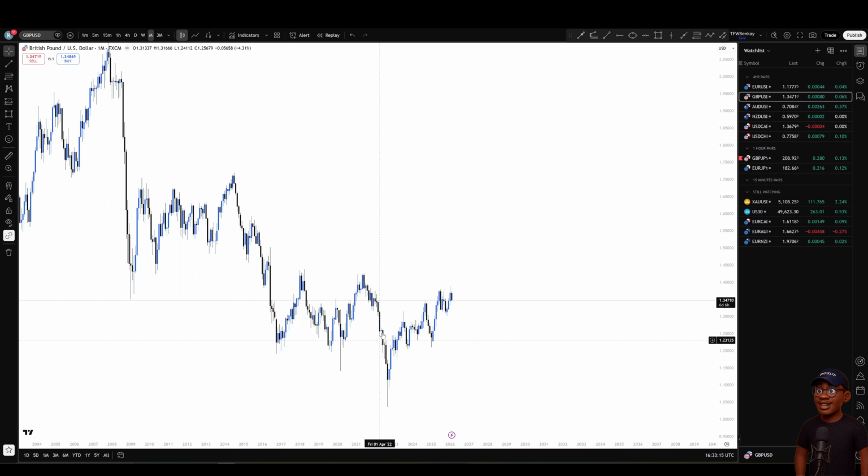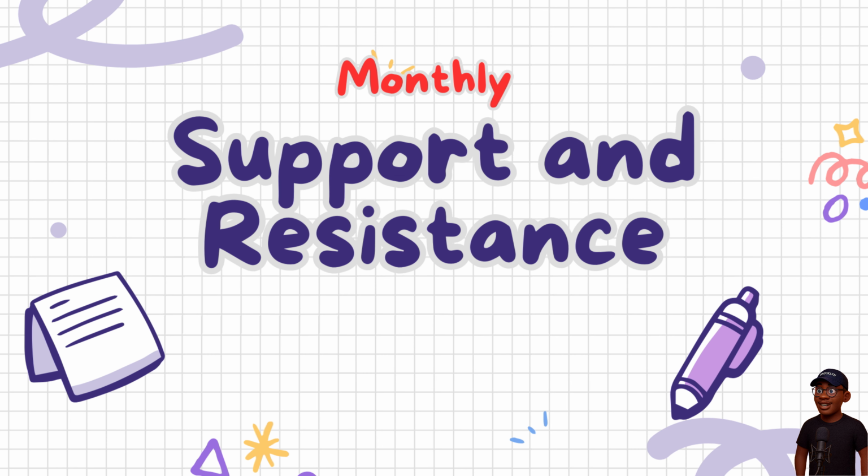So right now that we have the monthly time frame before us, what do we do with it? Now, because the monthly time frame candles are not too huge and they are quite moderate, what we do with it is that we draw our support and resistance zones on the monthly time frames. So how do we do that?